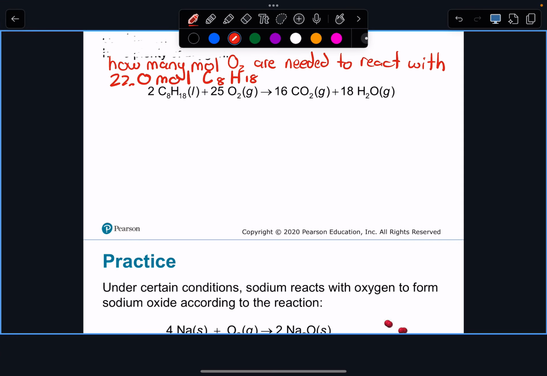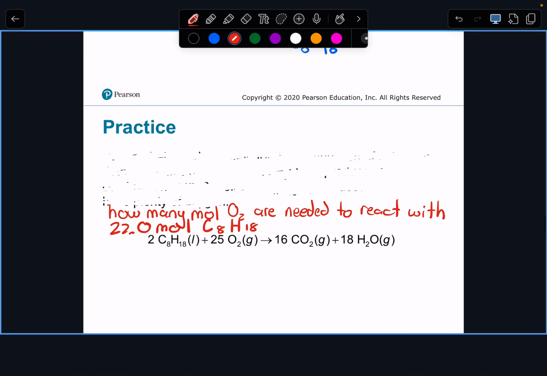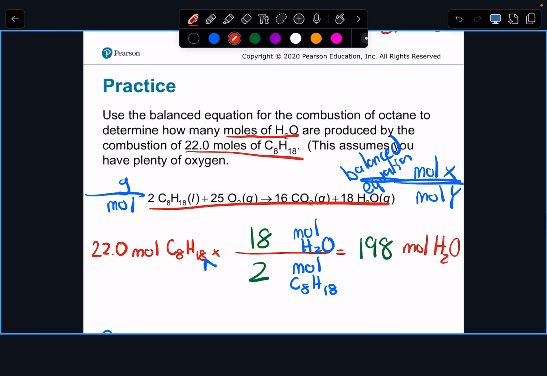It's important to realize that the balanced equation lets you use any two chemicals in the equation, lets you compare them. The previous question had octane and, I think, water. Yeah, it was water. So we were asking, you start with a certain amount of octane, how much water do you make? That's fine. You could also start with a certain amount of octane and ask how much CO2 do you make?